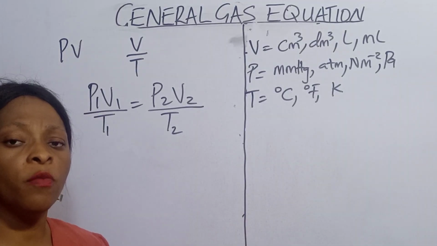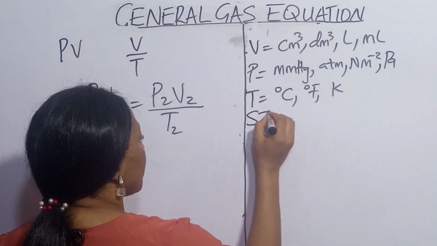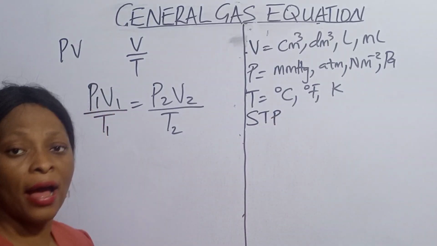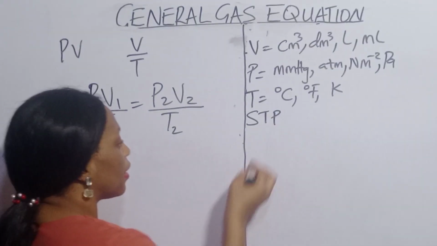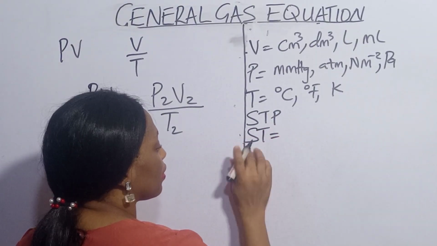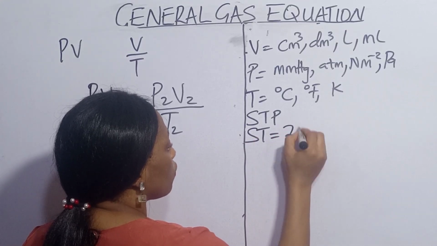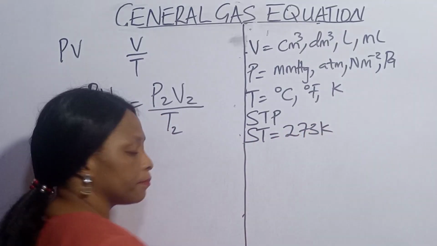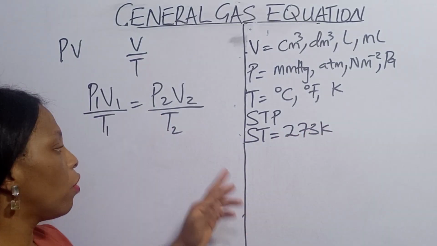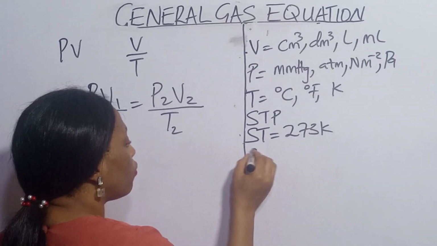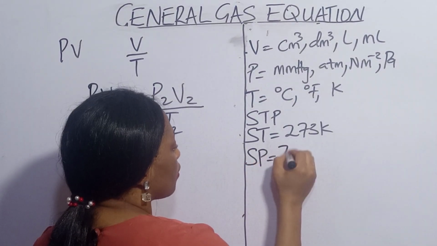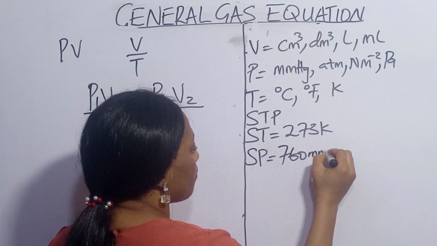Then, when it comes to STP, STP means standard temperature and pressure. What is the value of standard temperature? The value of standard temperature is 273 Kelvin. What's the value of standard pressure? The value of standard pressure is 760 millimeter mercury.